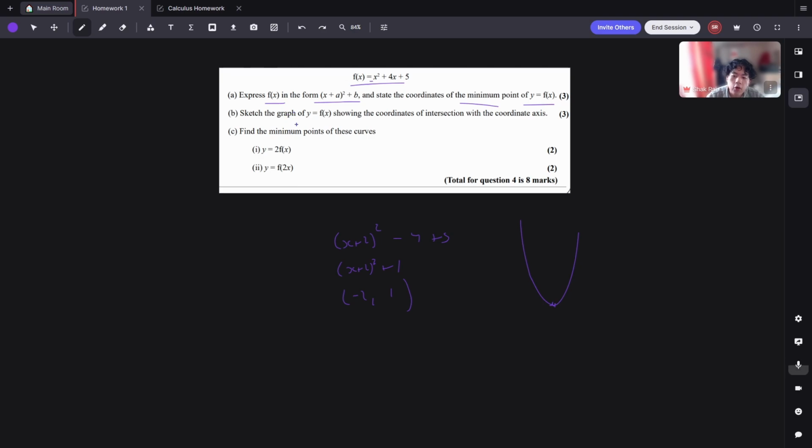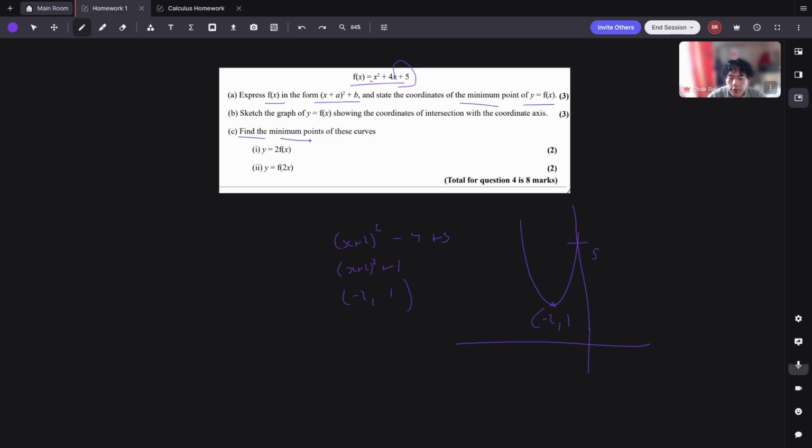Sketch the graph of y equals f of x, showing the coordinates of the intersection with the coordinate axis. So if this is minus 2 and 1, then it would look something like this, where this value is 5 because the y-intercept is going to be 5. Pretty straightforward stuff.